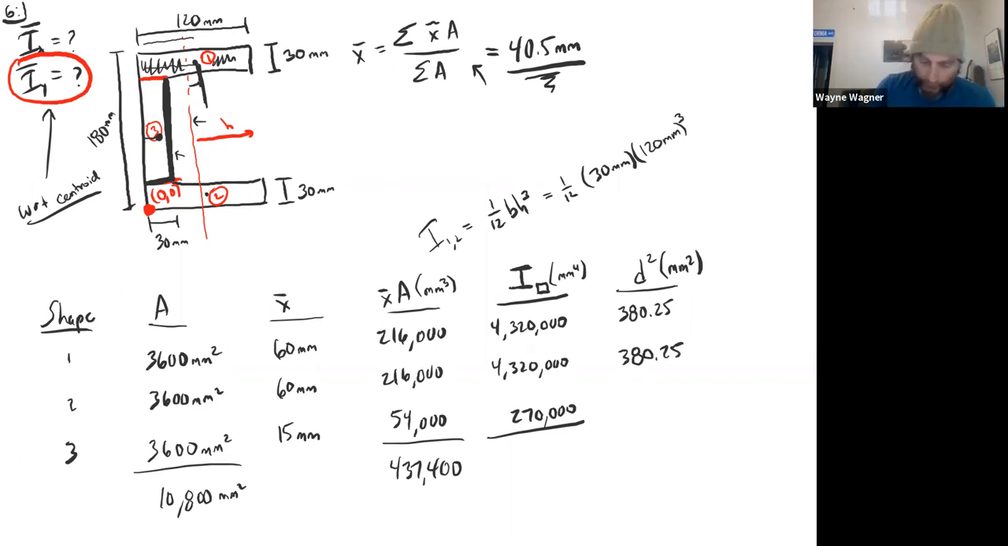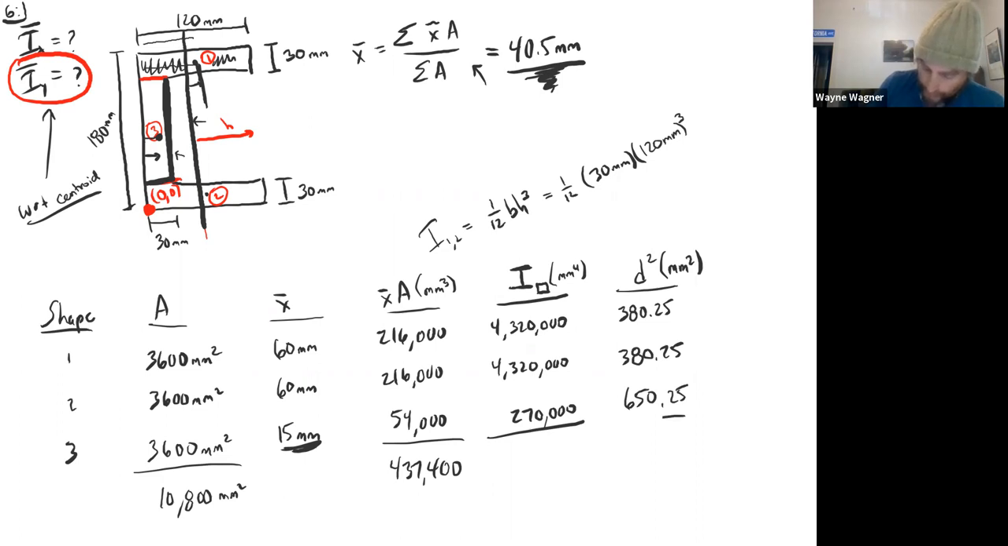And then we need it for this one. And so this is at 40.5, and this one is going over what, 15 millimeters. Actually, it's cool, we've already figured that out, haven't we? So the difference between 15 and 40.5 is 25.5. So I'll do 25.5 squared, and we'll get 650.25.